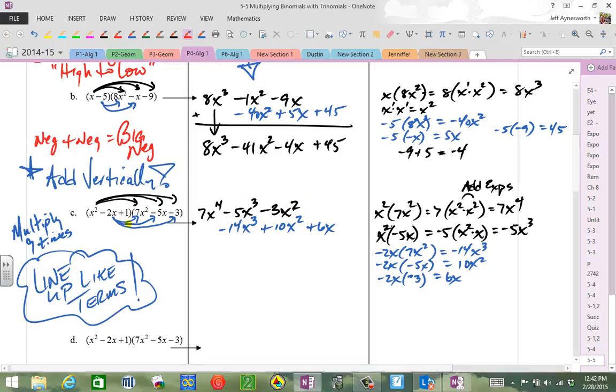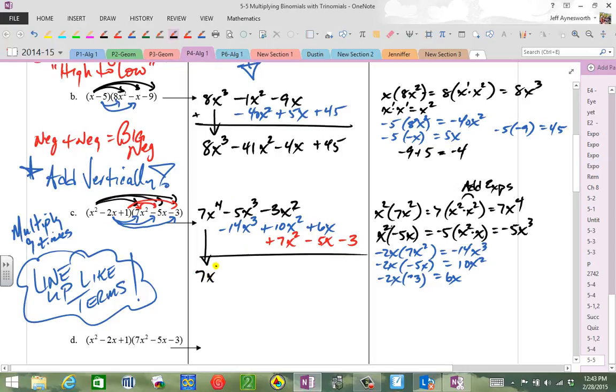Okay, switching colors, here we go. Last one. It's hard to see, but we've got right here, 1 times 7x squared. Well, that's 7x squared, and it's positive. Positive times positive, positive. So line up your squares together. And then we've got right here, 1 times minus 5x, negative 5x. And then 1 times negative 3, negative 3. Notice how I line up like terms.